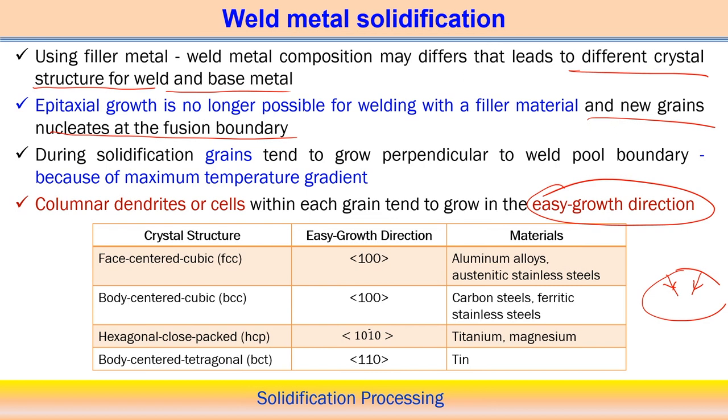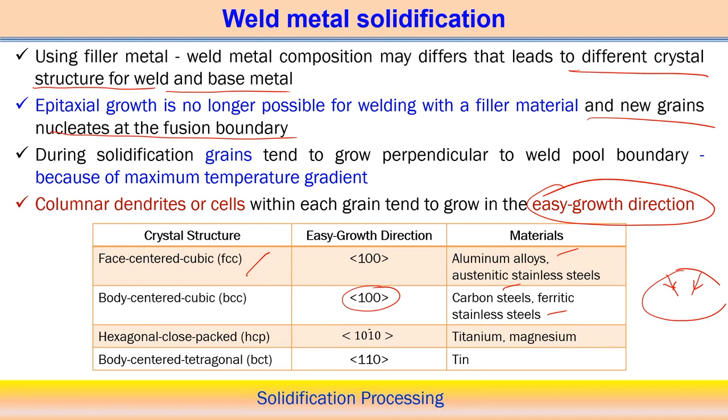Now if you look at the easy growth direction for different types of metals, in case of the FCC structure, the easy growth direction equals 100. In this kind of metal we can observe aluminum alloy and austenitic stainless steel, with easy growth direction 100. Similarly for the BCC structure, the body centered cubic structure, the easy growth direction is also 100, and that corresponds to carbon steel and ferritic stainless steel, where we can observe the easy growth direction 100.